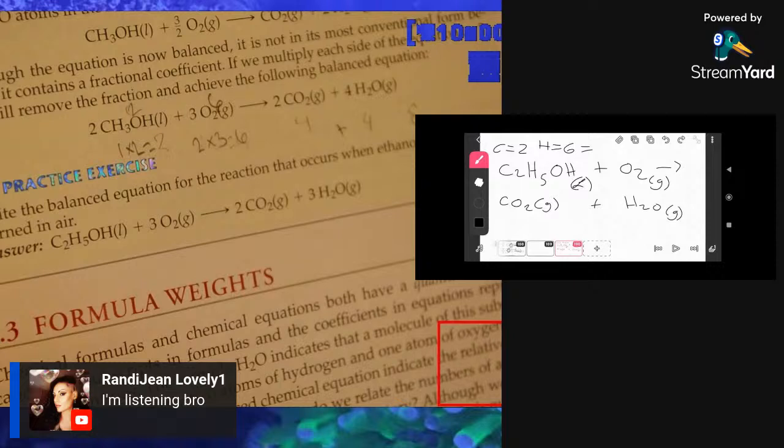So anyways, let's continue. Now let's count the oxygens. I have how many of those? I got 1 right there and 2 right there. So I got 3 oxygens total. And that's the left side right there, this whole thing.